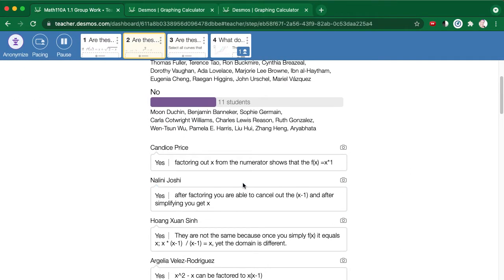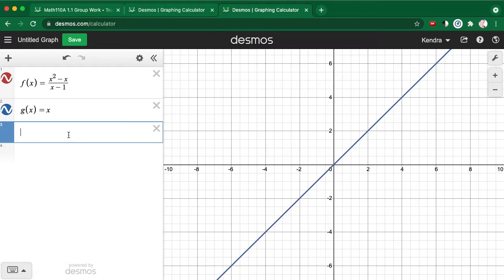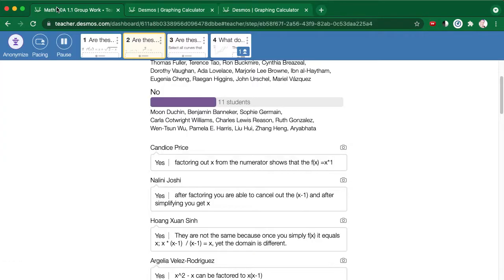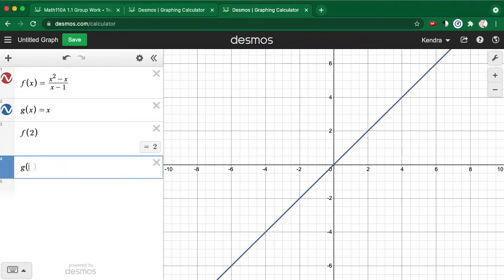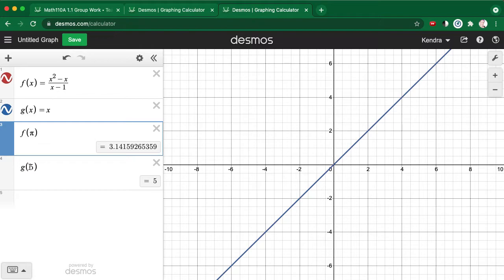So for yes, factoring out x from the numerator shows that f of x equals x times 1. So you cancel out a factor of x minus 1. So let's actually look at this. I think some people probably said that you get the same value. So if I look at f of 2 and g of 2, they're the same. And if I look at f of 5 and g of 5, the outputs are the same. They're both 5. What if I look at f of pi? Because why not?